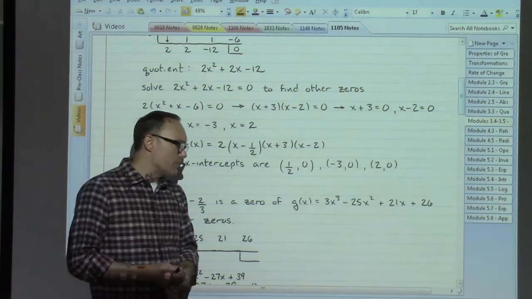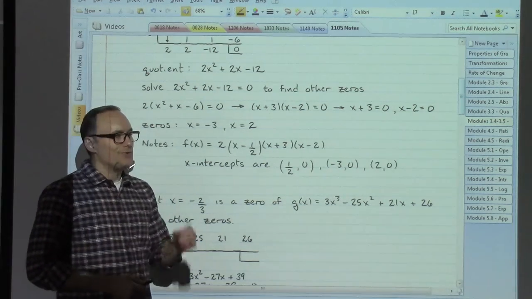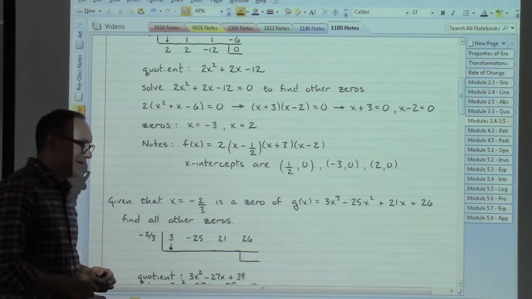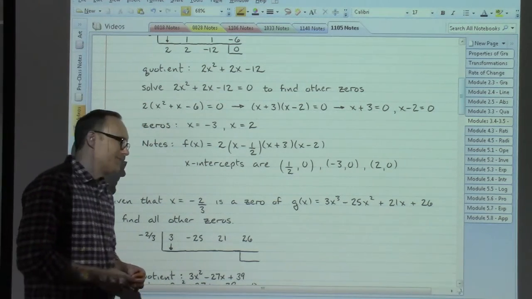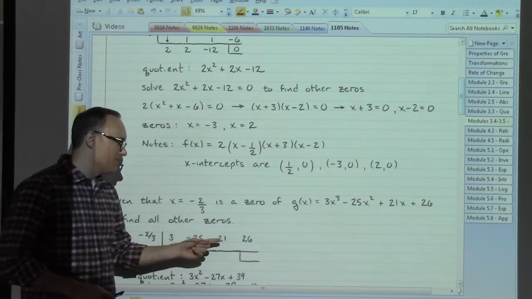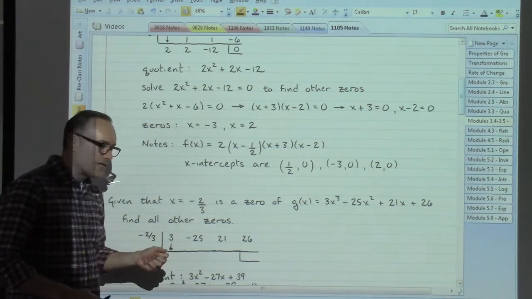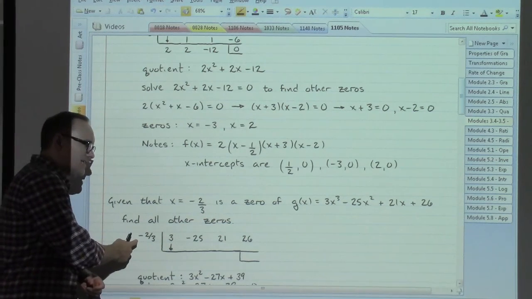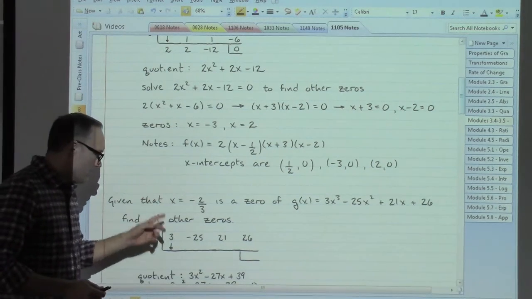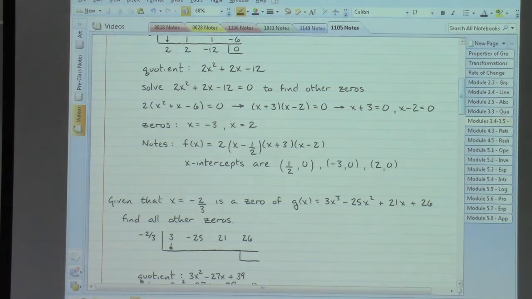g of x is equal to 3x cubed minus 25x squared plus 21x plus 26. We're taking those coefficients, 3, negative 25, 21, and 26. We're putting those into our synthetic division setup. Out in front is that ZERO number that they told us, negative 2/3. The 3 drops all the way down directly.